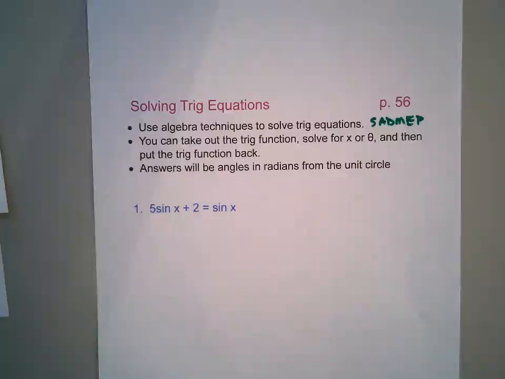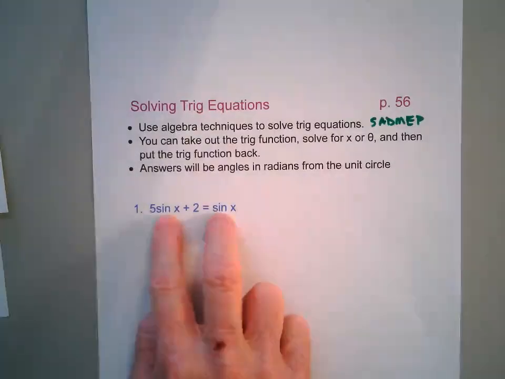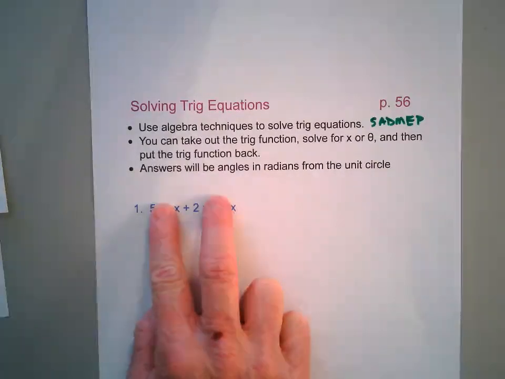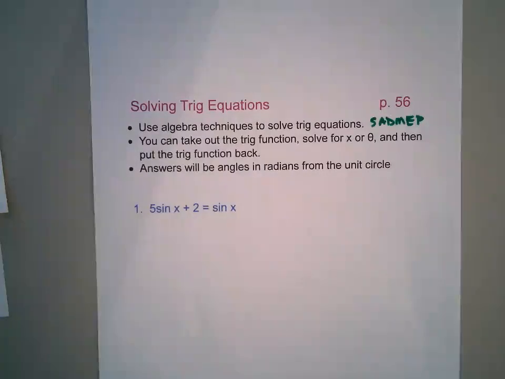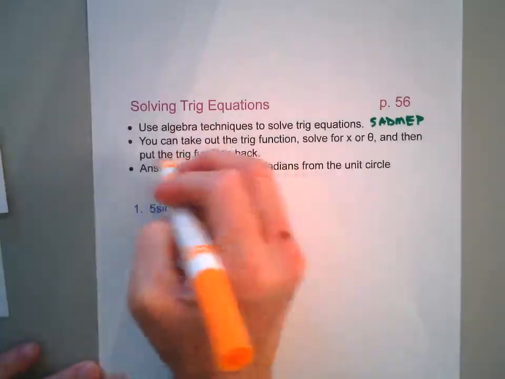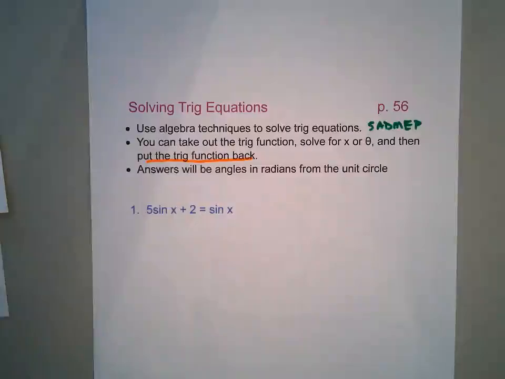We will need a unit circle, so we will need to be looking at angles in radians from the unit circle. And probably the biggest technique that you will use is the removal of the trig from the equation. So basically, when we look at this equation, these two sines are going to go away, and it's just going to become 5x and an x. And then at the end of the problem, we'll put the trig back in. We'll go to the unit circle, and we'll find our radian answer.